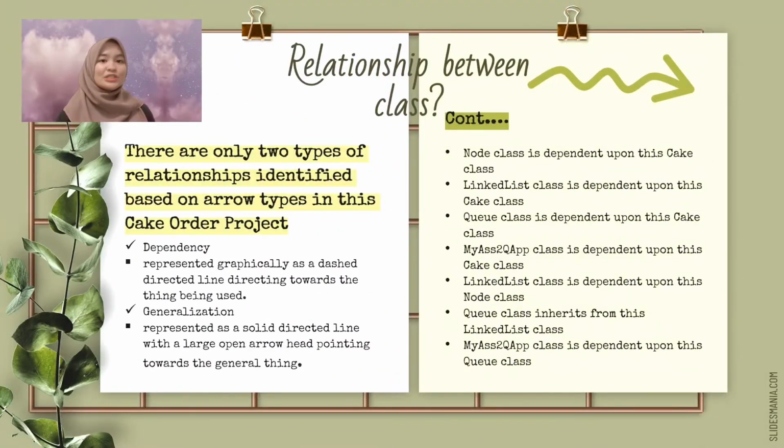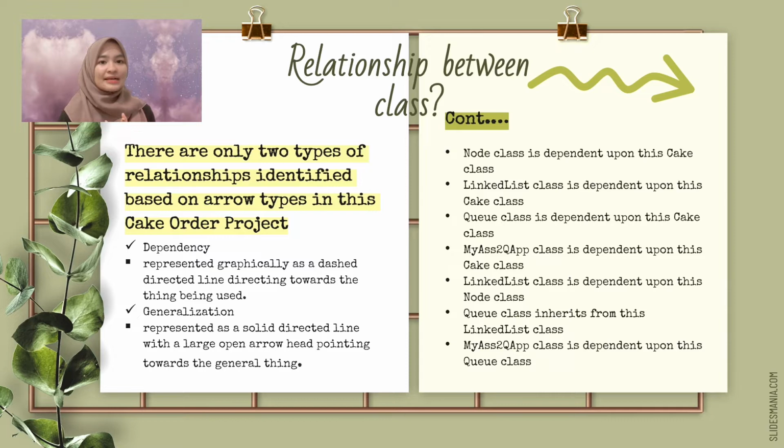I will explain the summary of the relationships between classes in the cake order report. Based on the diagram shown, we can see that it has 5 classes, right? The first class is the cake class. We can see that there are 4 dashed directed lines directing towards the cake class. This means that the node class is dependent upon this cake class.